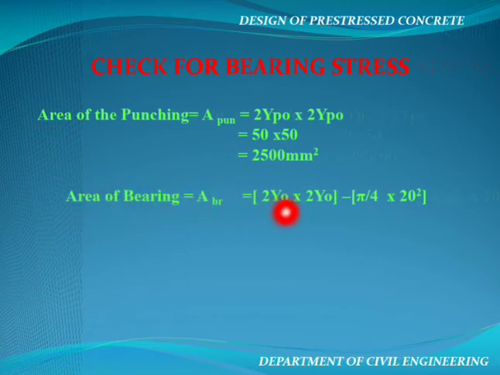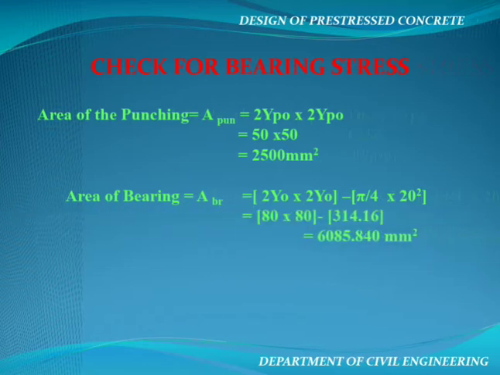So 2y0 multiplied by 2y0 minus the area of the duct. What is 20? 20 mm is the diameter of the duct given. So this is how the calculation goes. Therefore, substituting the values, we get an area of 6085.840 mm square. So we got the area of bearing as well as the area of punching. Hopefully this is clear.